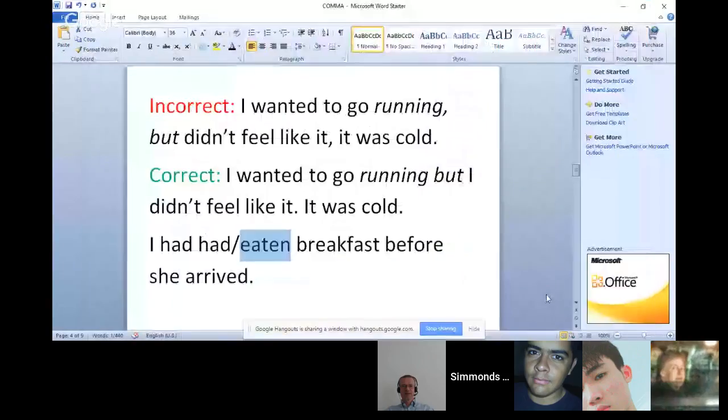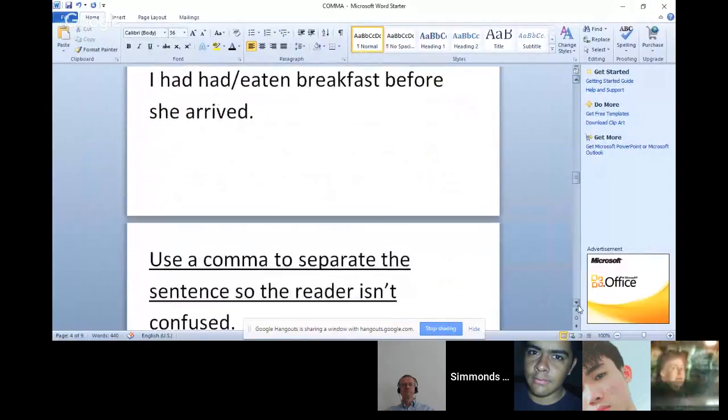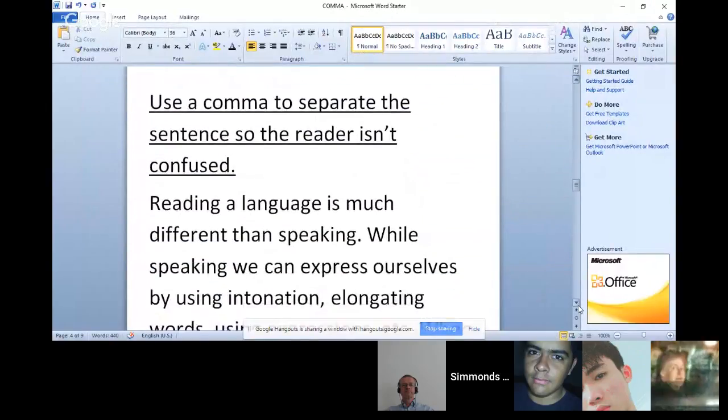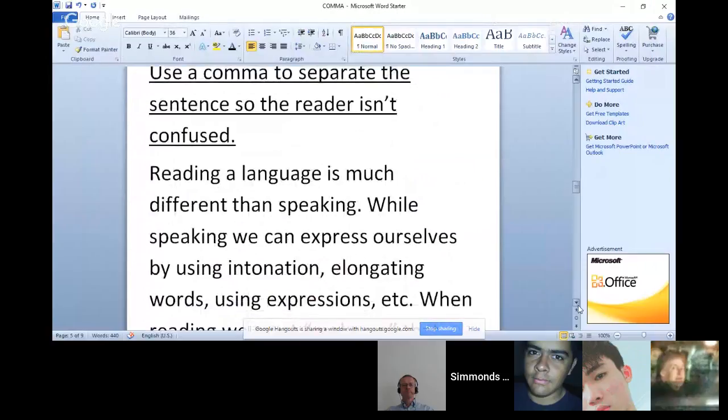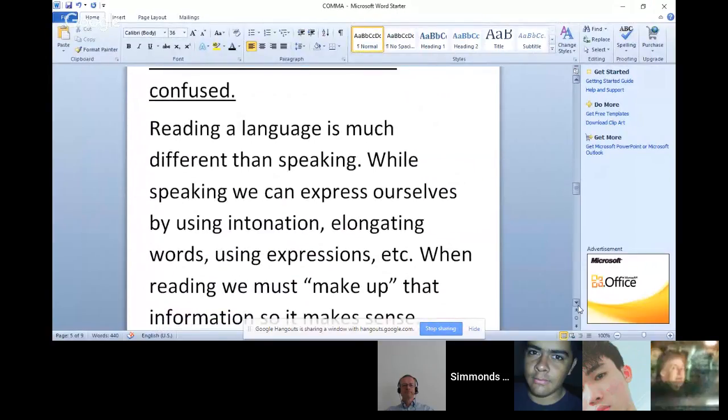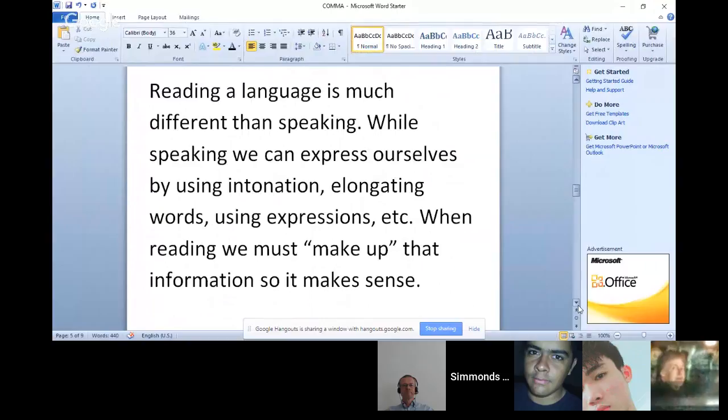But yes, let's go back to commas. So moving on. We use a comma to separate the sentence so the reader isn't confused. That's another important part of this, so as not to confuse people. Reading a language is much different than speaking. While speaking, we can express ourselves by using intonation, elongating words, using expressions, etc. When reading, we must make up that information so it makes sense.